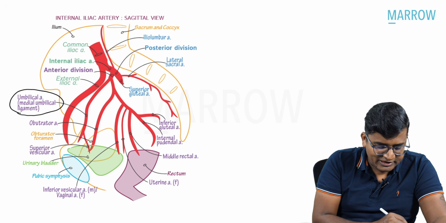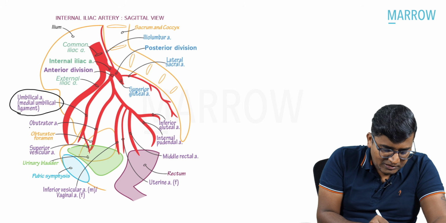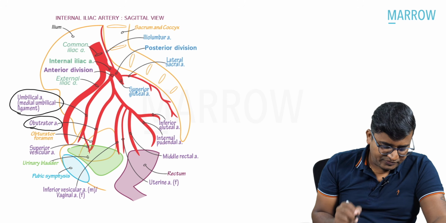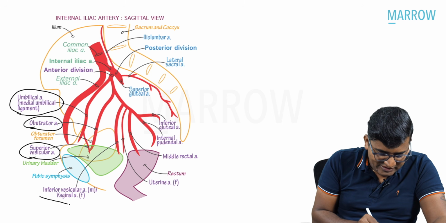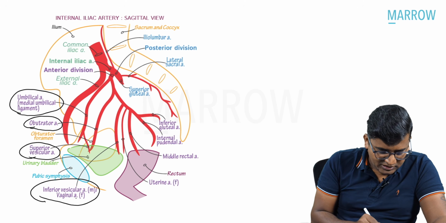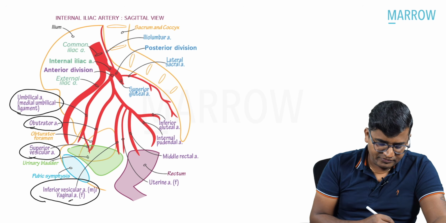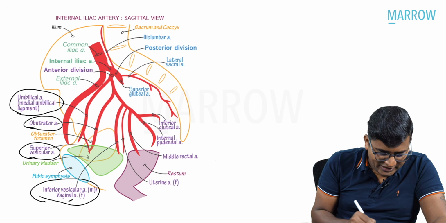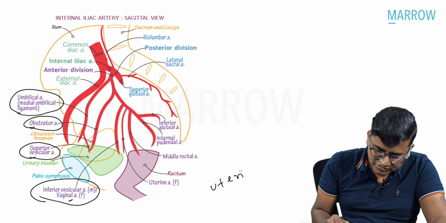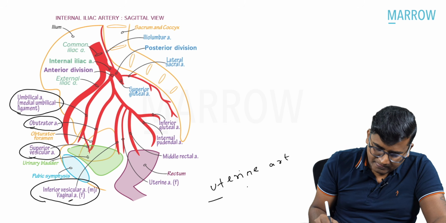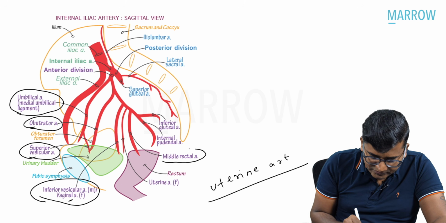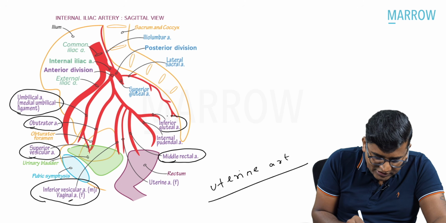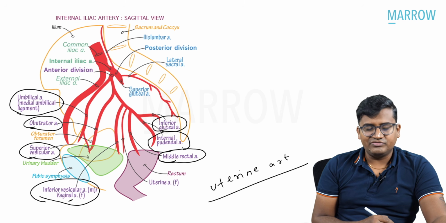Number 1, obliterated umbilical artery. Number 2, obturator artery. And then superior vesical artery, and then inferior vesical artery. In the female, it is the vaginal artery. And then uterine artery. The uterine artery is also a branch of our anterior division. And then middle rectal artery, inferior gluteal artery, internal pudendal artery. So these are the branches from the anterior division of the internal iliac artery.